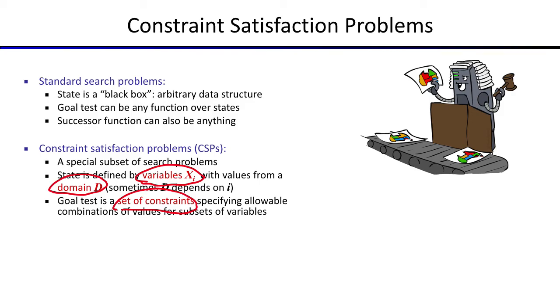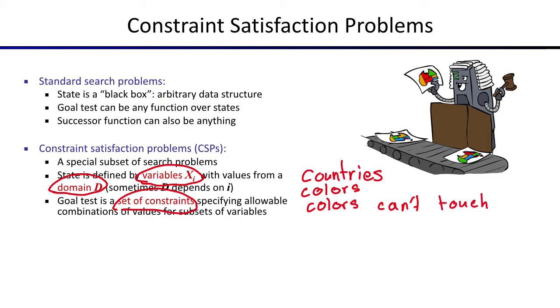So for the map coloring example, what would those be? What are the variables in map coloring? Yeah. Countries, good. And then, so we're assigning values from the domains to the variables. What are the domains? Colors. And then what are the constraints? Right, yeah. Colors can't touch. Or no two adjacent countries can be the same color.